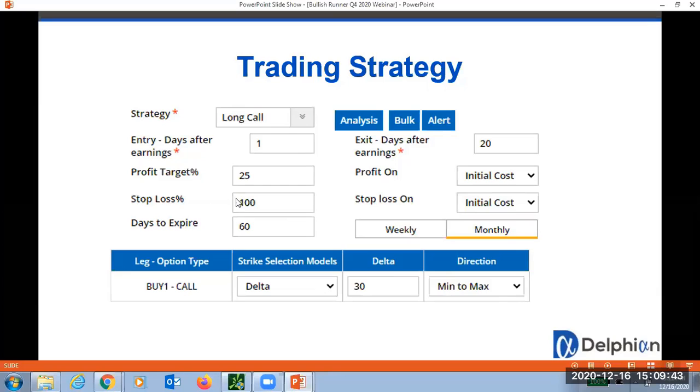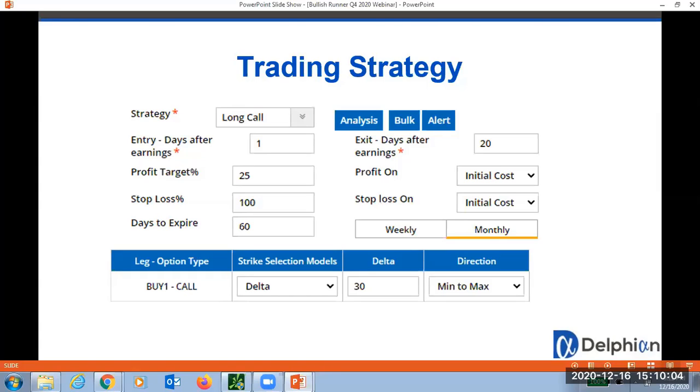We used a 100% stop loss on these trades. But again, as a personal preference, if you wanted to change that, you could do so. 60 days to expiration for your options. We're using monthly options with a 30 delta. 60 days, I feel, is pretty optimal for these because you are getting in and getting out fairly quickly.